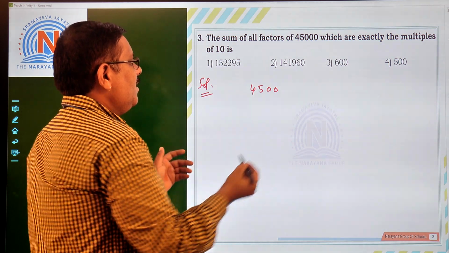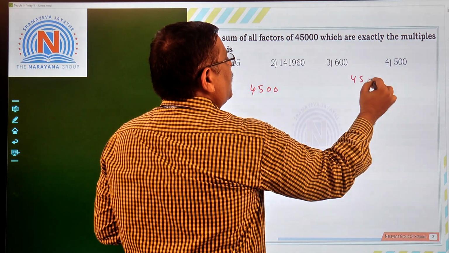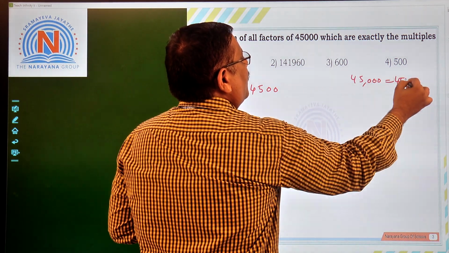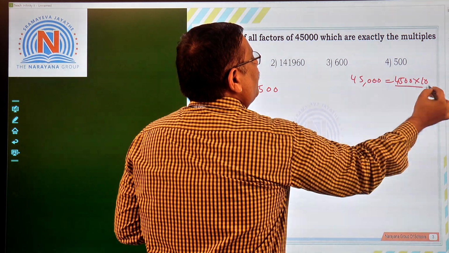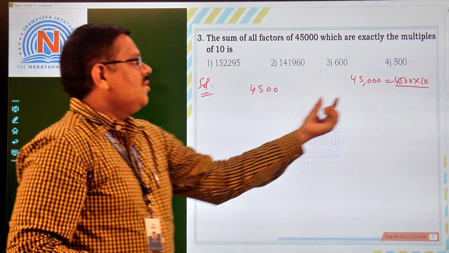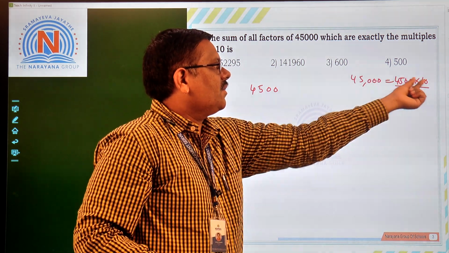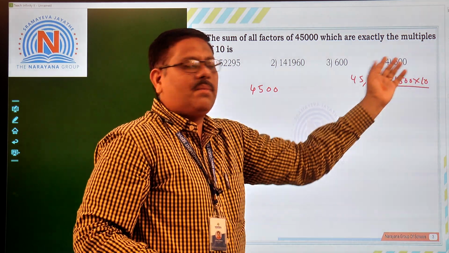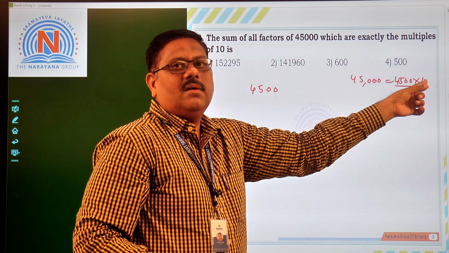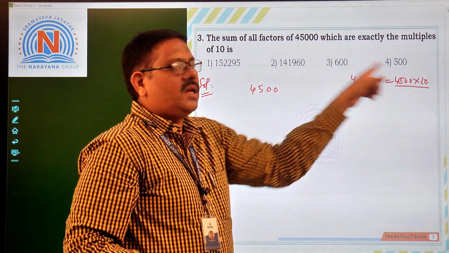Why 4,500? Because 45,000 is nothing but 4,500 times 10. So you find the factors of it, and as it is multiplied with 10, each factor will be multiplied with 10. Then add up all the factors, each multiplied with 10, so the required answer is obtained.